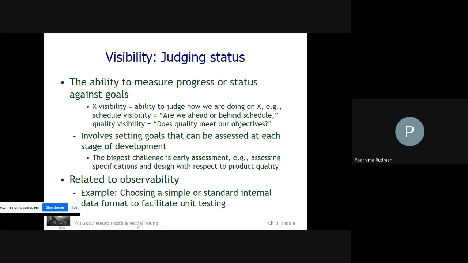Okay, so this is about visibility. What is visibility? Visibility is the ability to measure progress or status against the goals, and there are two types of visibility: scheduled visibility and quality visibility.